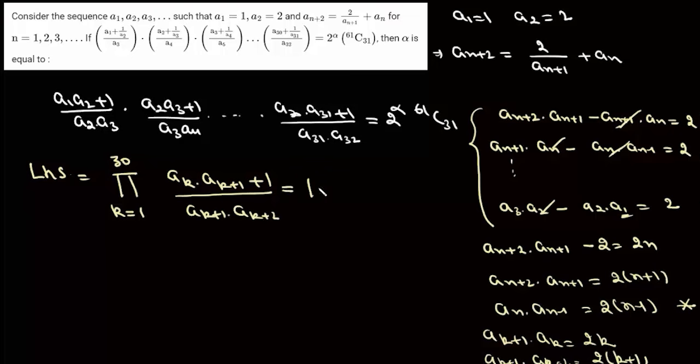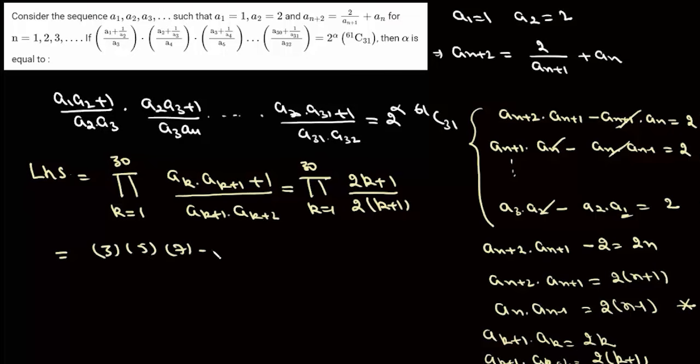So we can write this as this product, k varies from 1 to 30, and it will be this (2k+1) upon 2 into (k+1). Now if we expand this product, if we put k as 1, we'll get this as 3, 5, 7, all the way up to 61. And in the denominator, we'll have this 2 30 times. So that'll be 2 to the power 30. And then we'll have k+1, so it'll be this 2 into 3 up to 31.